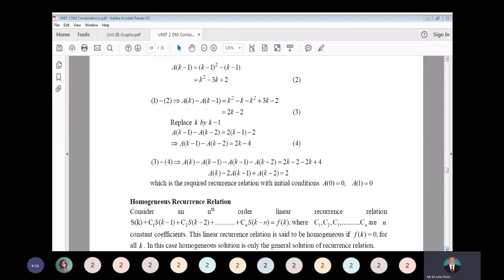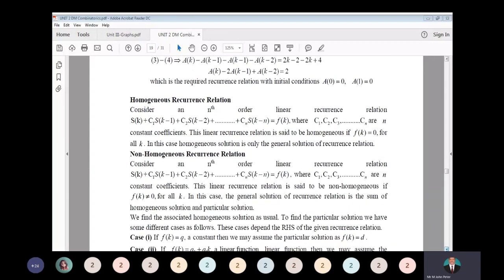The third and the fourth equations subtracted, you will get a of k minus a of k minus 1 minus (a of k minus 1 minus a of k minus 2) is equal to 2k minus 2 minus 2k plus 4. Simplifying, that is a of k minus 2 a of k minus 1 plus a of k minus 2 is equal to 2, which is a recurrence relation with the initial condition a of 0 equal to 0, a of 1 equal to 0. So in a of k, replace k by 0, you will get 0, and for a of 1 you will also get 0.